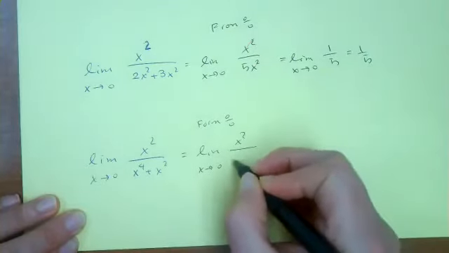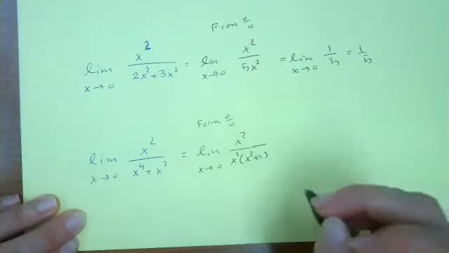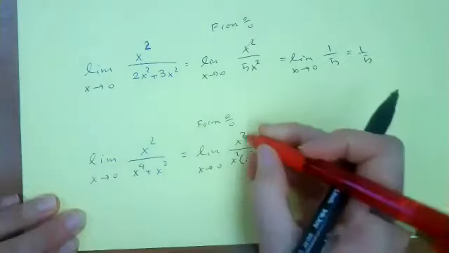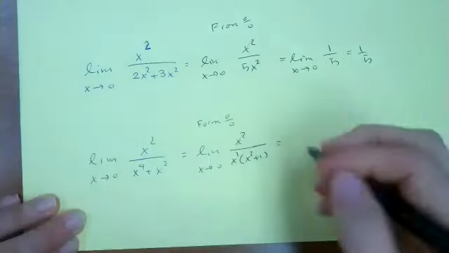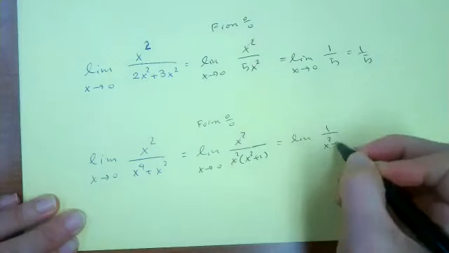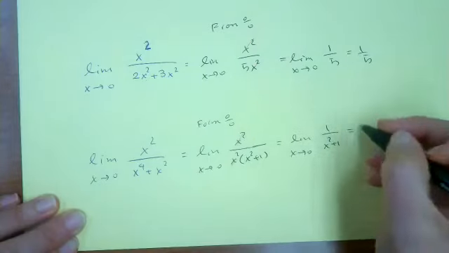So I'm going to do x squared over x squared times quantity x squared plus 1. Now, these two simplify. So the factor is gone, and I end up with the limit of 1 over x squared plus 1 as x goes to 0. Plug in 0, and I get 1.